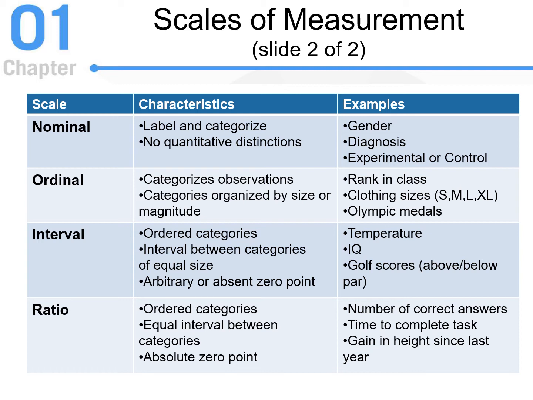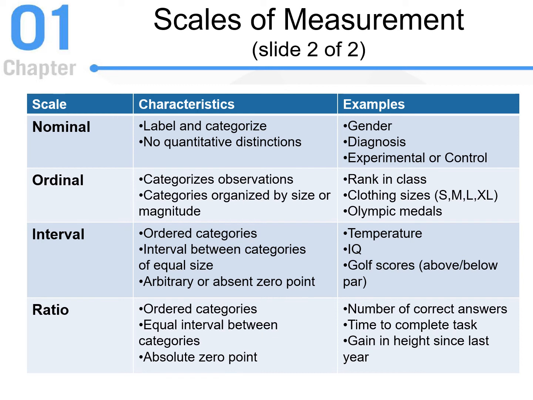So all physical measurements tend to be ratio scaled. Height, weight, time, these are all ratio scale measures. So if it took you an hour to run the race, and your friend took 30 minutes to run the race, your friend is twice as fast as you are.